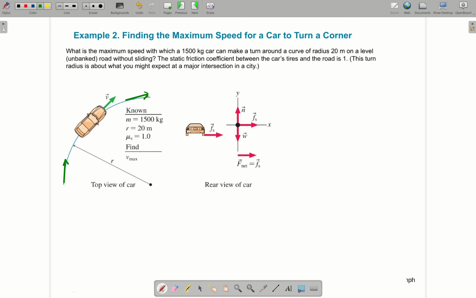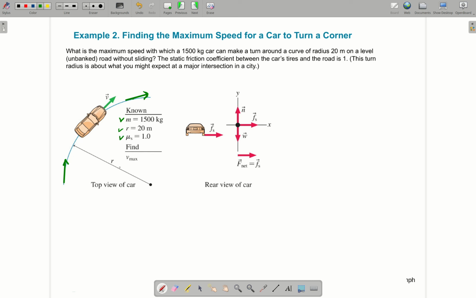All right. The mass of the car is given as 1500 kilograms. The picture is drawn for us here, and the known values are listed. What is the maximum speed with which a 1500 kilogram car can make a turn around a curve of radius 20 meters on a level road, meaning it's a flat, horizontal turn, without sliding?